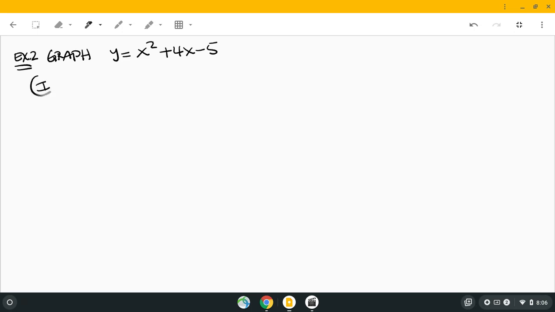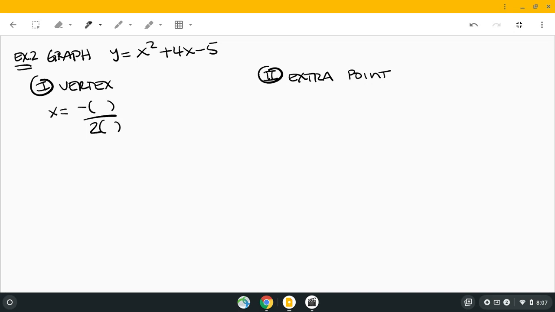All right, so first part, we need the vertex. Second part, we need an extra point. Okay, so vertex, x equals negative b over 2a. So up here, b is 4, a is 1. So we get negative 4 over 2, which is negative 2. Okay, so far my vertex is negative 2 something.